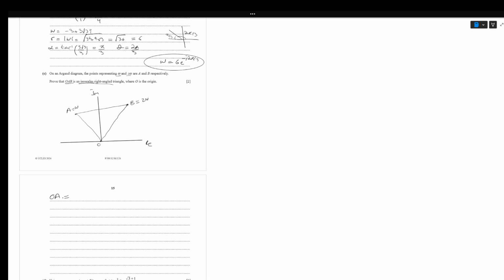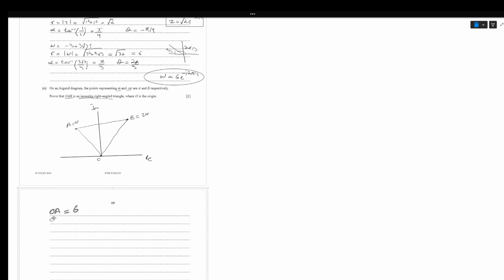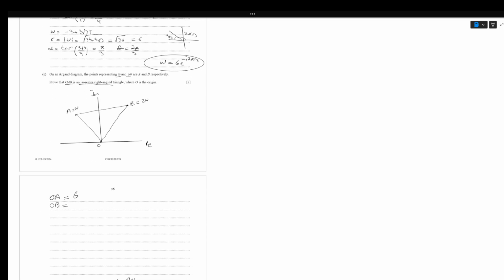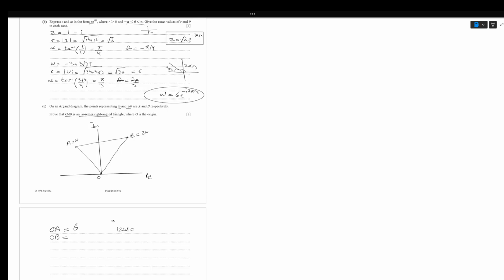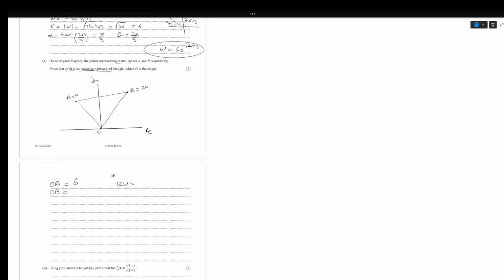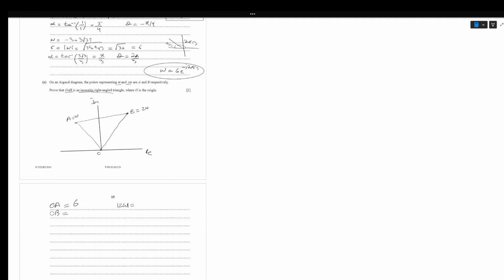OA is 6 because that is omega का मैग्नीट्यूड जो मैं ऑलरेडी निकाल चुका हूँ. And OB is Z omega का मैग्नीट्यूड. Z omega मैंने यहाँ निकाला था. Z omega का मैग्नीट्यूड हो जाएगा दैट नंबर का मैग्नीट्यूड, जो कि मैं आपको निकाल के बता देता हूँ. बट से पहले OB का मैग्नीट्यूड निकाल लेते हैं just for the sake of it.